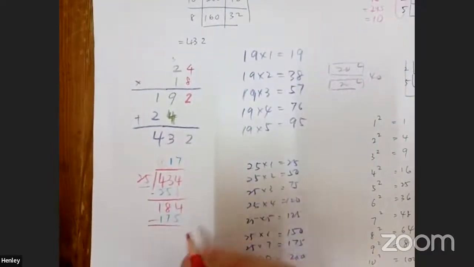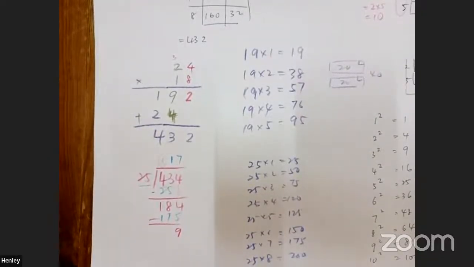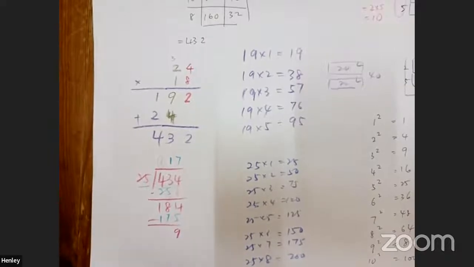After that, we do a minus again, so we get the 9 here. So this answer is 17, remainder 9.